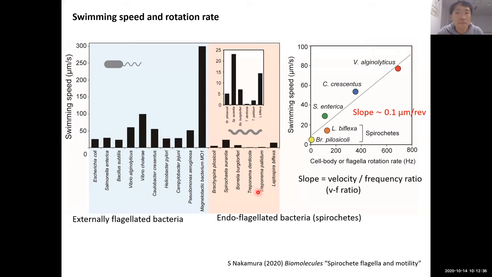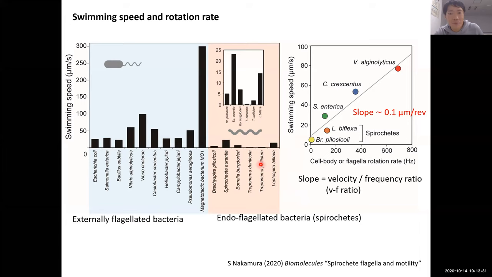Next, this figure shows the swimming speed of various bacterial species. I'm happy if you find your favorite species among these: E. coli, Salmonella, Vibrio, and others. This MO1 is a marine bacterium from the ocean, with a very fast swimming speed of 300 micrometers per second. As I mentioned in the previous slide, Salmonella's swimming speed is 20 micrometers per second, which seems very slow in comparison. However, they are also good swimmers. In comparison to such externally flagellated bacteria, the swimming speed of spirochetes is slower.